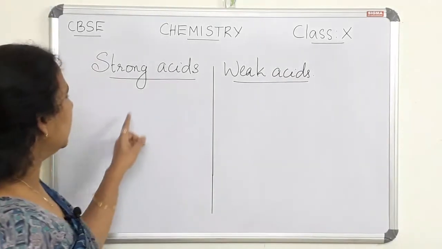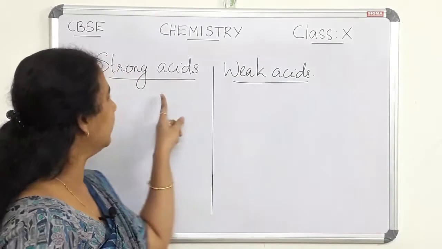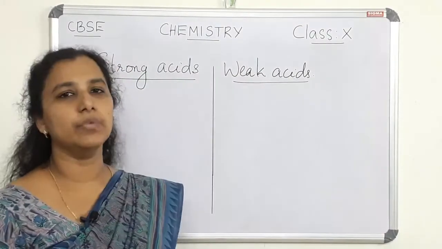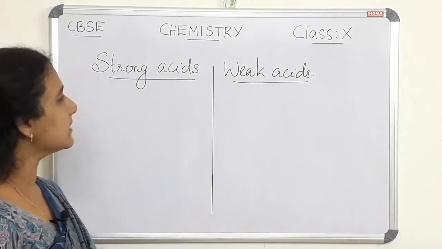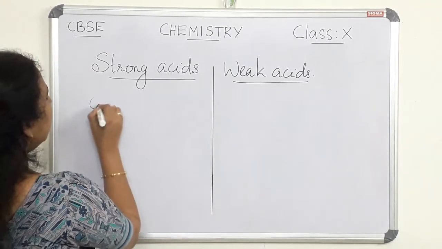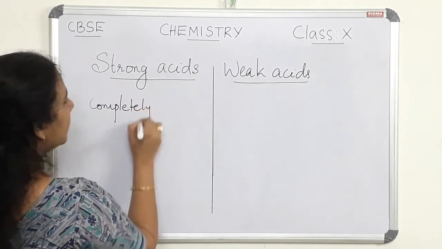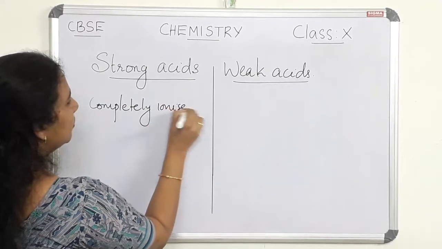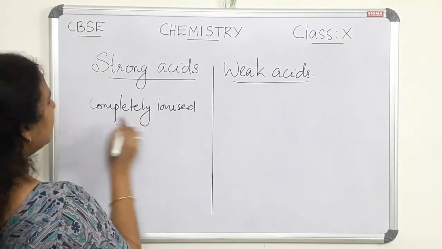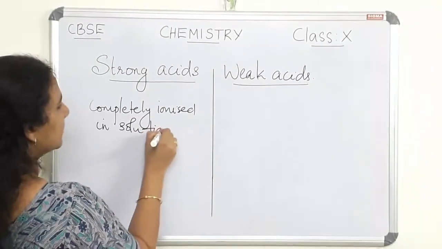Now let us learn what is the difference between strong acids and weak acids? Strong acids are acids which are completely ionized in water, or completely ionized in solution. That is the first point.